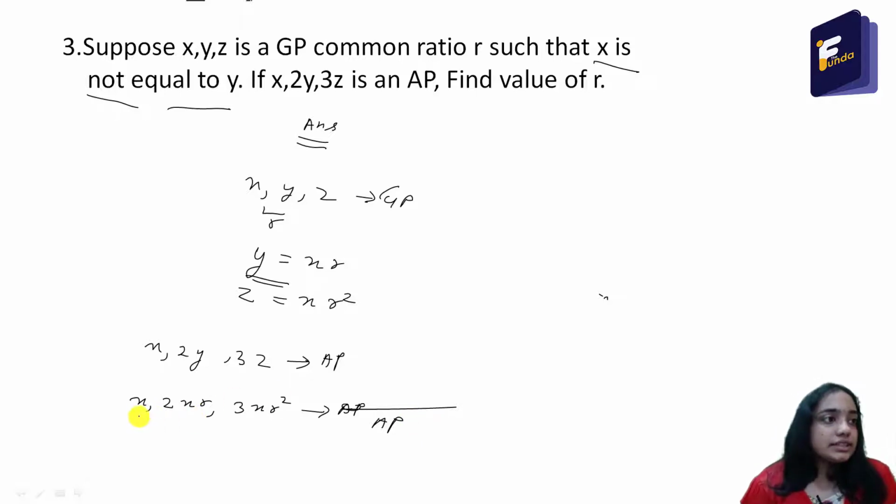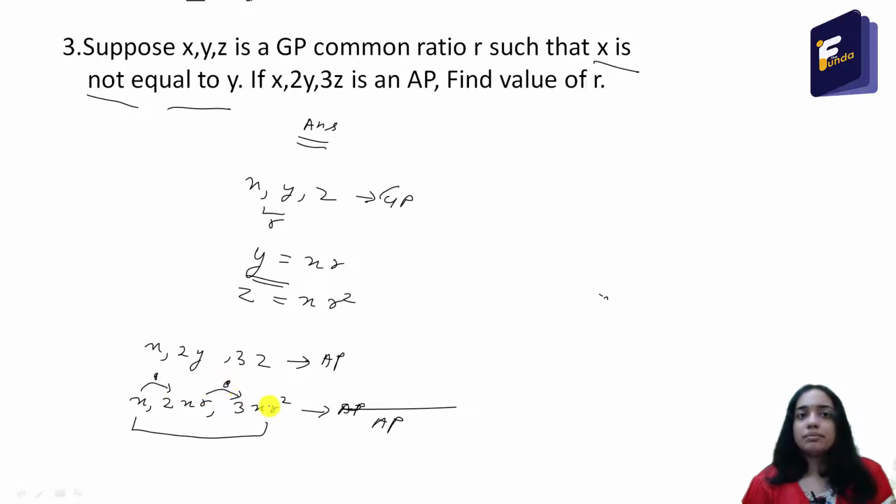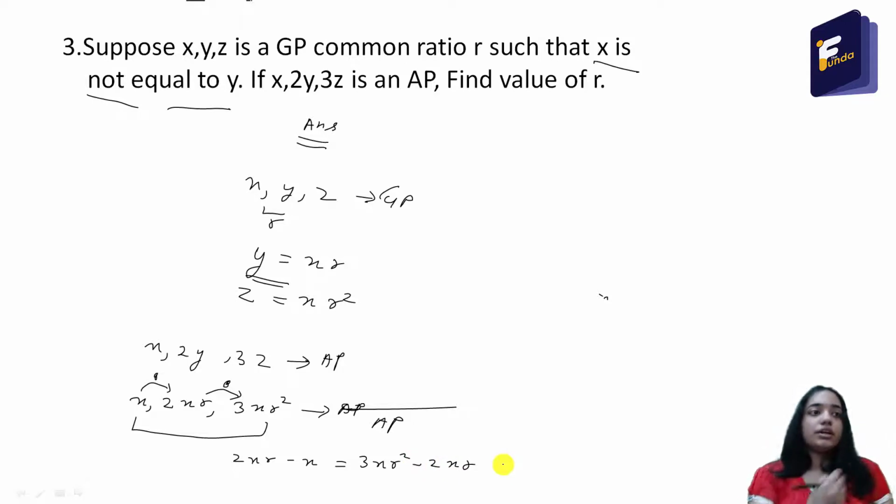If these three terms are in AP, then the difference between any two terms will be the same. So the difference between these two terms and the difference between these two terms will be the same. So 2XR minus X equals 3XR square minus 2XR. This we have written from the definition of AP, arithmetic progression, that we had discussed in the previous class.